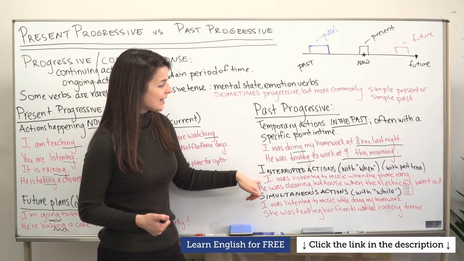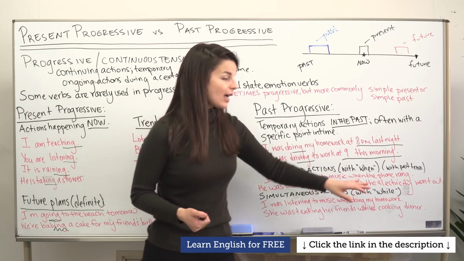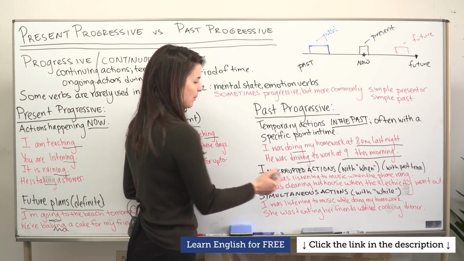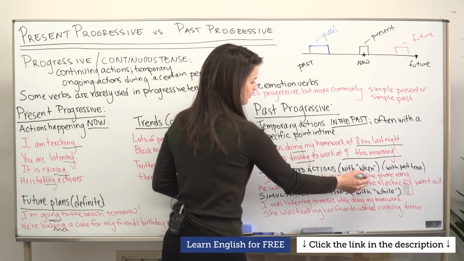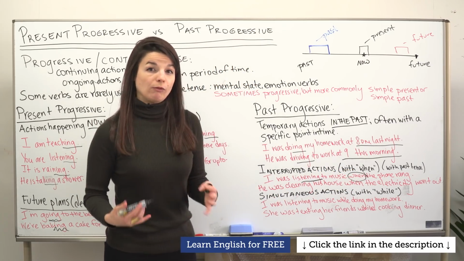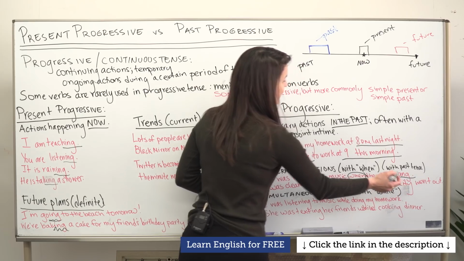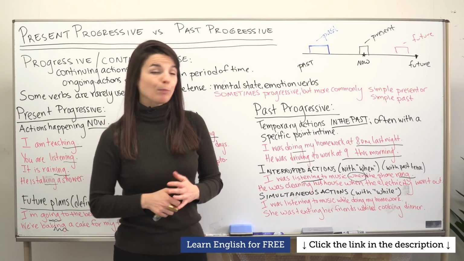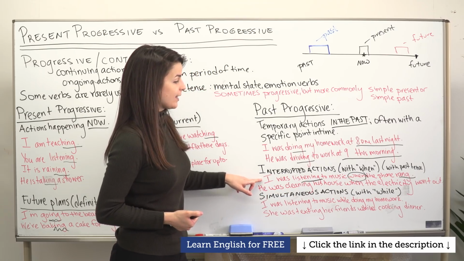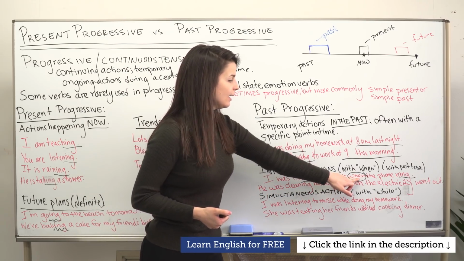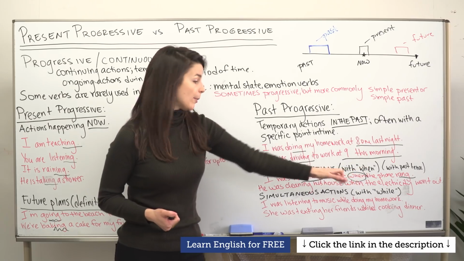Let's look at this. I was listening to music when the phone rang. So here I have my past progressive, was listening to music. Here I have when the phone rang. And here, the second action in the sentence is in the simple past tense. So with past tense I have here. So this is the action that was continuing, and then something happened that stopped this action.